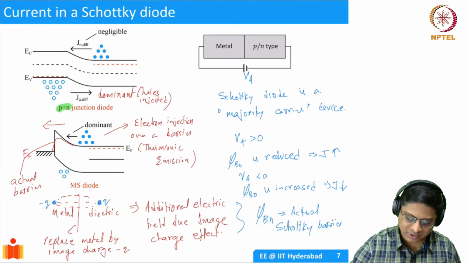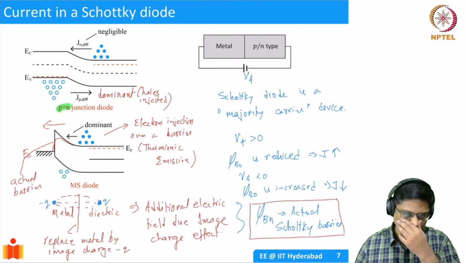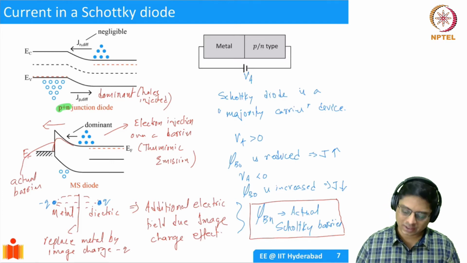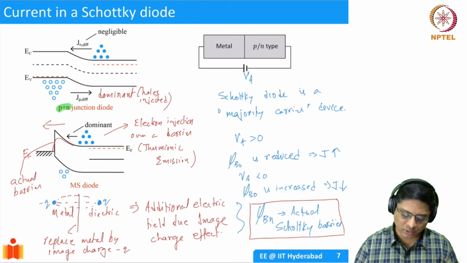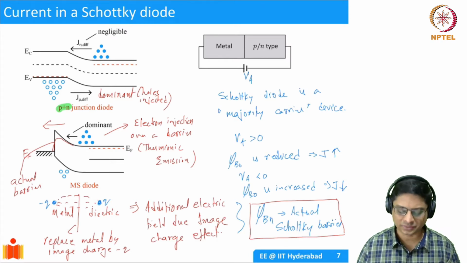In the last video, we have seen that phi B0 is the difference between the work function and the electron affinity. That gave you phi B0, which is theoretically the Schottky barrier height. But in reality, the barrier is going to be slightly lowered because of the image charge effect. And that one we call the actual Schottky barrier. We will take a moment and actually compute this as well.